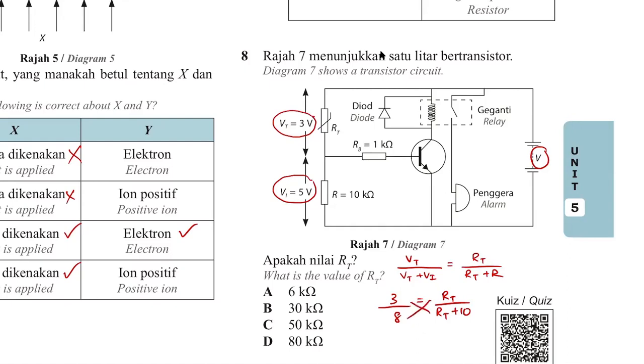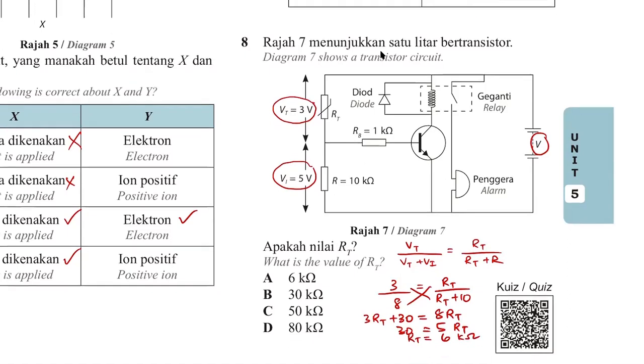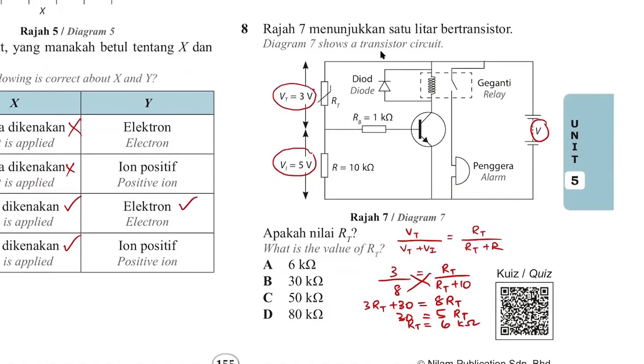Then cross multiplication: 3RT plus 30 equals 8RT. 30 equals 5RT. RT equals 6. Is that right? Check. Okay, the correct answer is 6. So you only need to find the ratio of the voltage and the ratio of the resistance in the circuit. Okay?